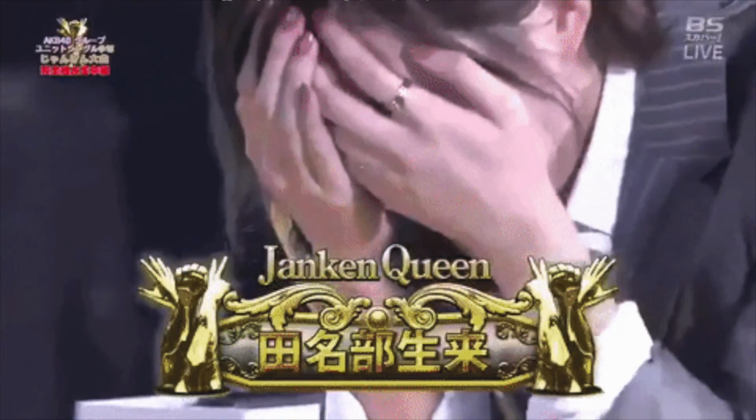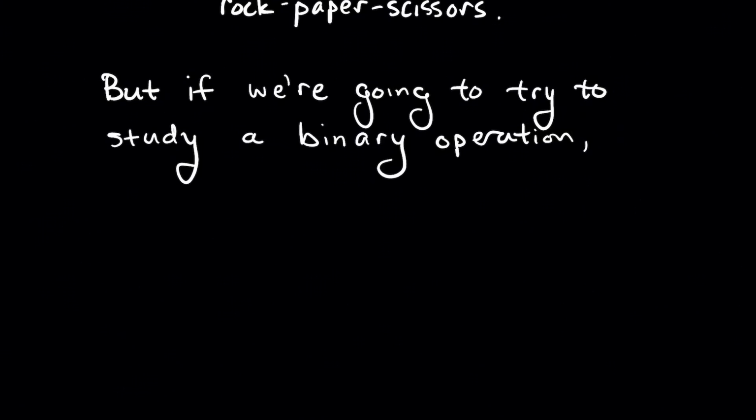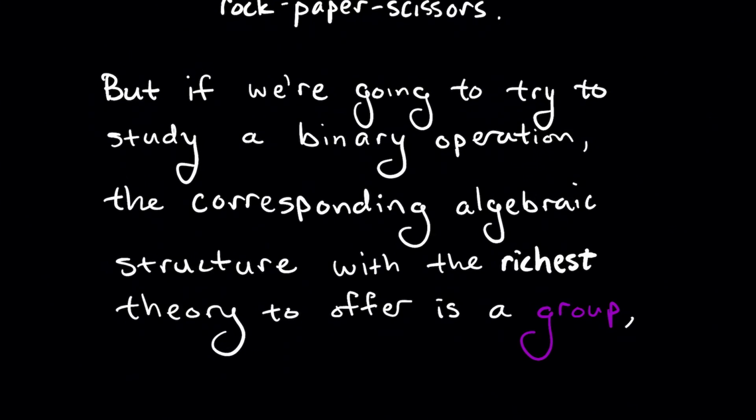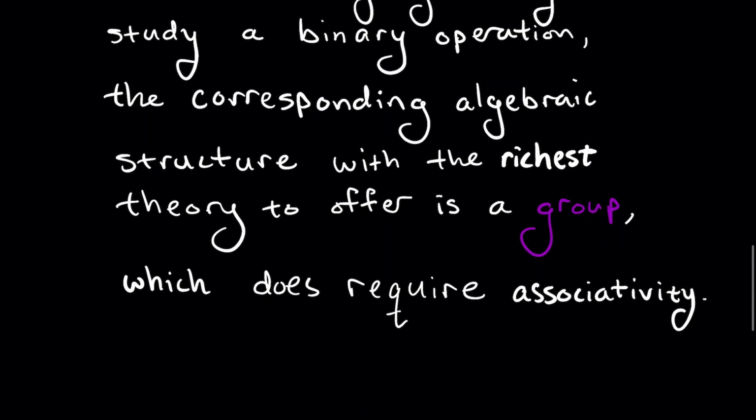But if we're going to try to study a binary operation, which, I've got this path product, it's a way to put paths together, kind of looks like a binary operation, the corresponding algebraic structure with the richest theory to offer us is a group. But groups require that the binary operation be associative.